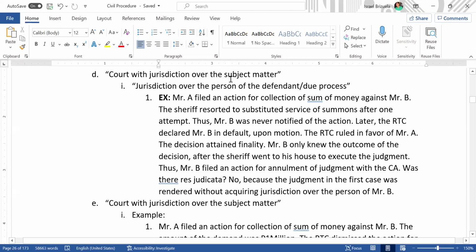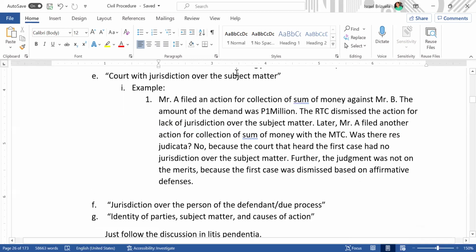The RTC ruled in favor of Mr. A. The decision attained finality. Mr. B only knew the outcome of the decision after the sheriff went to his house to execute the judgment. Thus, Mr. B filed an action for annulment of judgment with the CA. Was there res judicata? No, because the judgment in the first case was rendered without acquiring jurisdiction over the person of Mr. B.